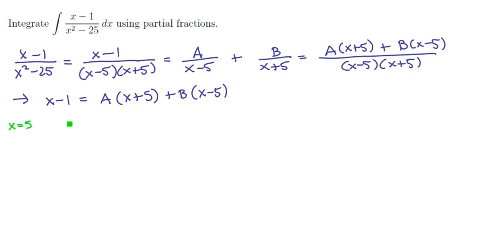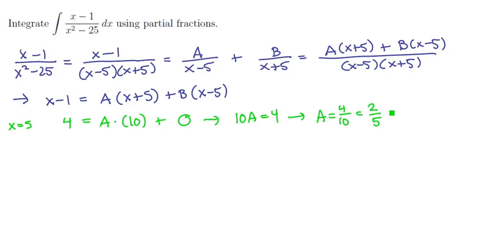x equals 5 is a good starting value. 5 minus 1 is 4. We'll have A times (5 plus 5), or 10, but the second term will vanish. And so that means we have 10A is equal to 4, and so A is 4/10, or if you'd like, 2/5. So we already know one of the coefficients. We can stick that up here.